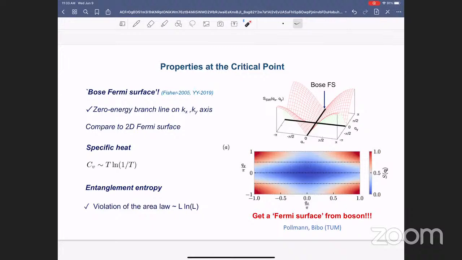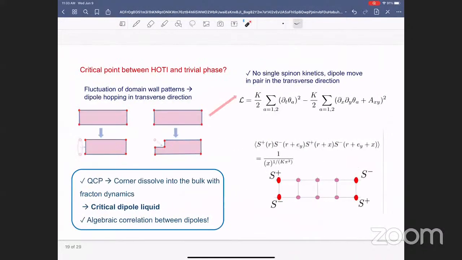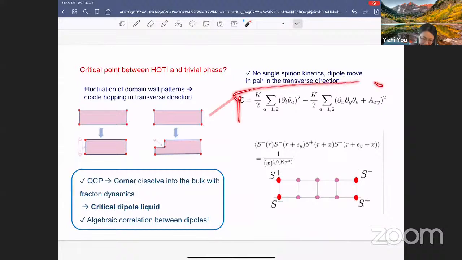Sorry, I think I missed something very basic. In the previous slide, A is a dynamical background. Sorry, I didn't emphasize that. Here theta is actually the phase of the CP1 field, and A is dynamical. It came from the spinon degree of freedom.